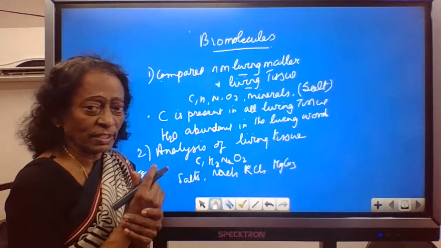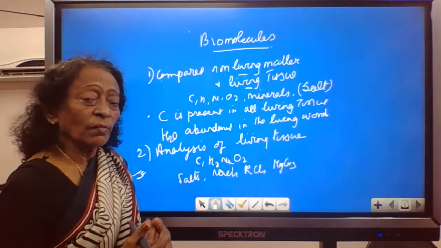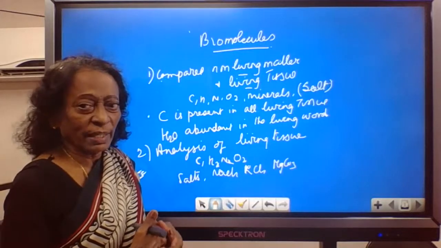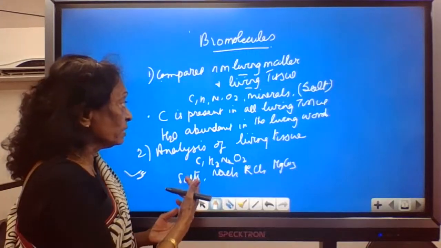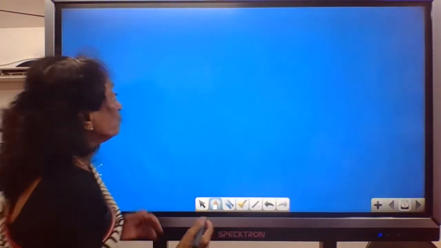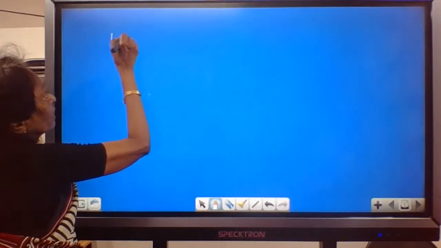That is, some of these elements are involved in the metabolic pathway. What is meant by metabolism is nothing but chemical reaction. Some of these elements are involved in the chemical reactions of the body. I'll go through this again. Now, the first comparison is living and non-living.